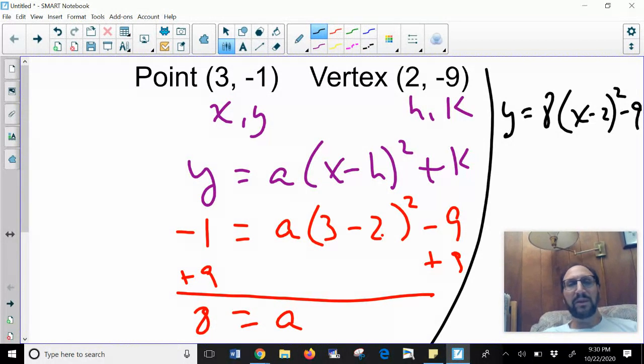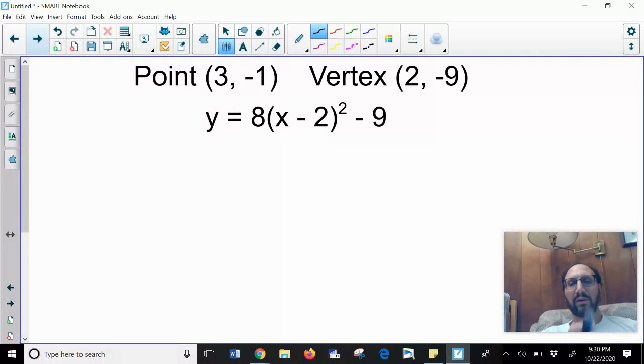The next part is going to be to take that and put it into standard form. So I think I have that on the next slide. Hopefully it's right. Okay, y equals 8 times x minus 2 quantity squared minus 9. And we're going to convert this into standard form, which is when we have no parentheses at all.